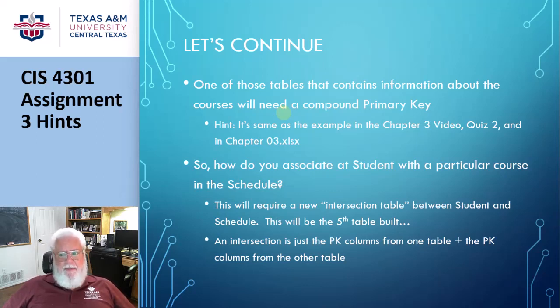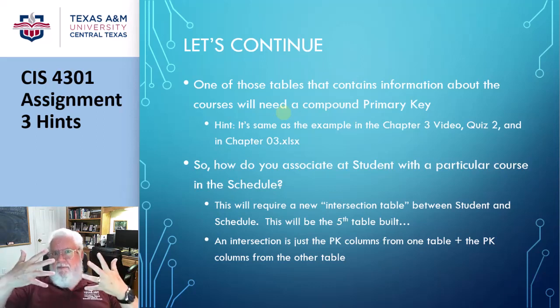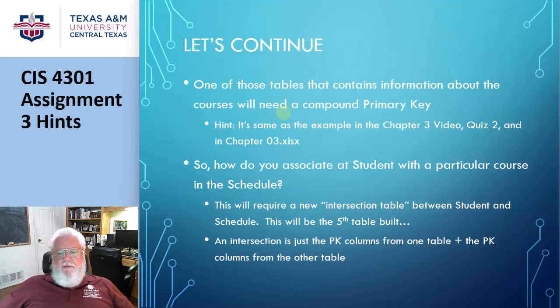Okay, good. All right. Remember now we have a thing where a student can take many courses and a course can have many students. Okay, remember that? Okay, good. We're going to need an intersection table that connects the two together. So I would call this thing grades, but you don't have to call it grades. I mean, you could call it anything you want. It's an intersection between student and schedule.